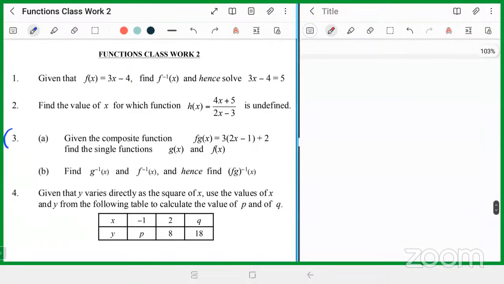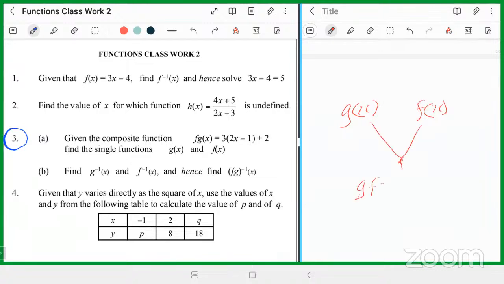So number 3 now is a question that is testing our knowledge of how to split a composite function into 2 simple functions. Normally we would go from g of x and f of x, and use them to form a composite like g of f of x, or we might form f of g of x. That's what we normally do. In this question, it is as if we have that function, and in this case, it is f of g.